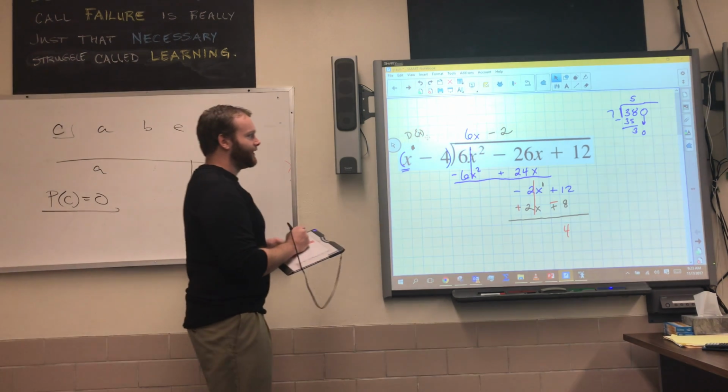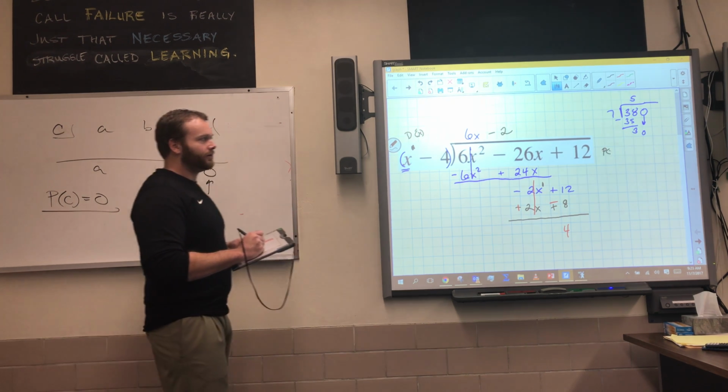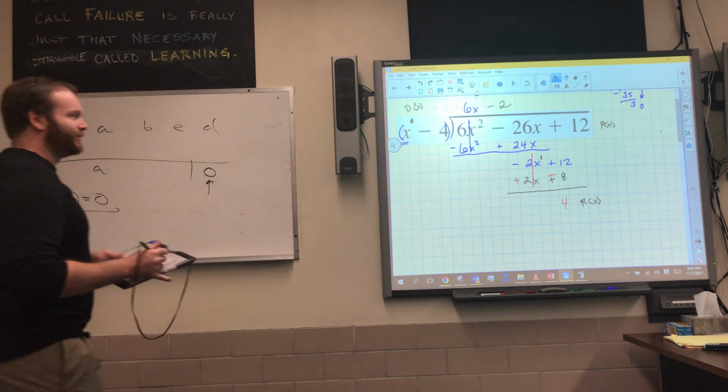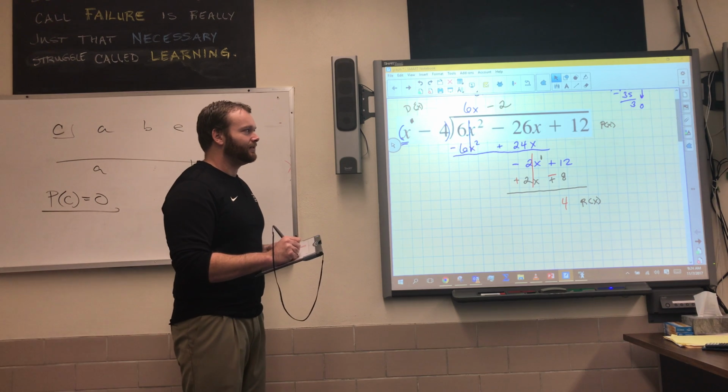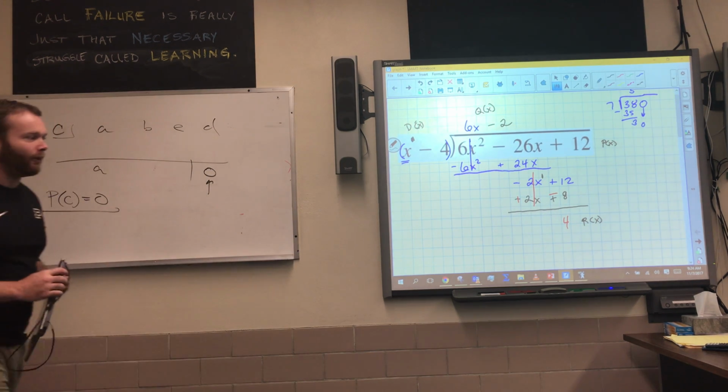So this was d of x. This inside here was your dividend p of x. 6x minus 2 becomes your quotient, and 4 was your remainder. So I like to identify those parts, because now the next part is not to stop there, but to actually write down what all this means to us. If I were to write this down, you want to use both formats that they provided.